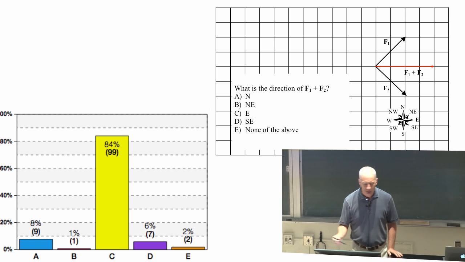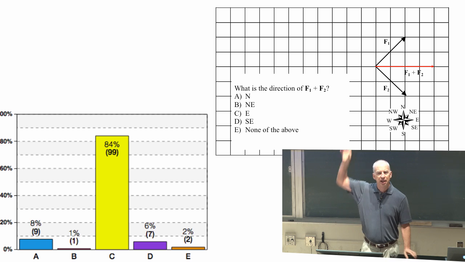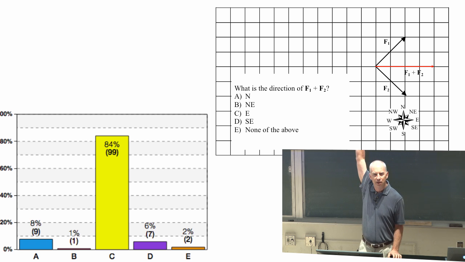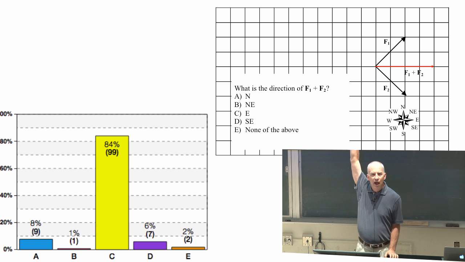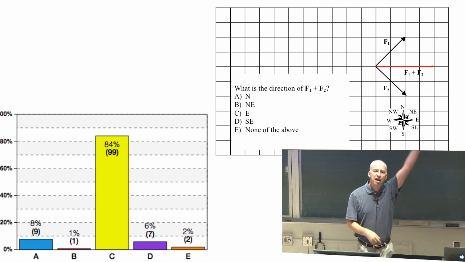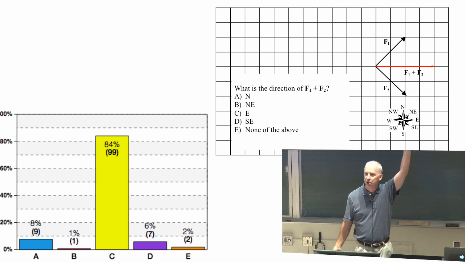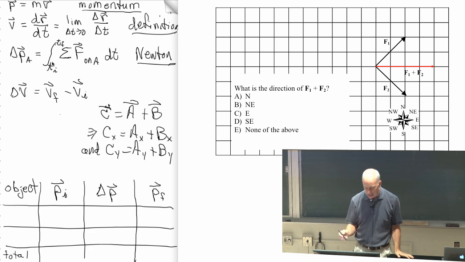How many of you put head to tail and did it that way in your head or on paper? How many of you just looked at two blocks to the right and two blocks up, and two blocks to the right and two blocks down, and said, well, the two blocks up and the two blocks down cancel, so it's four blocks to the right? Okay, so that is another way to do this.